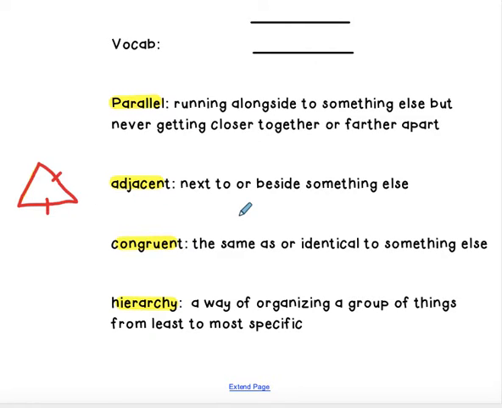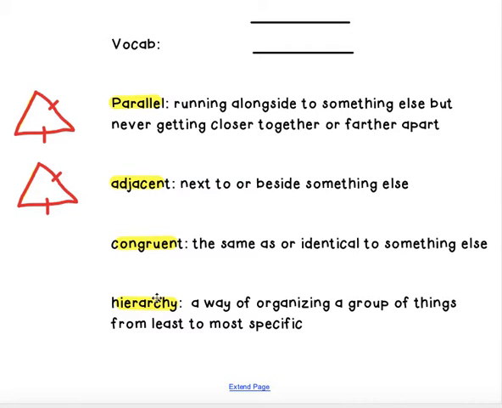Congruent means the same or identical to something else. So like if I copy and pasted this shape right here, see if I can do that. Yeah. Okay, so I have these two shapes that are identical. They're exactly the same. We could say that these two are congruent to each other.